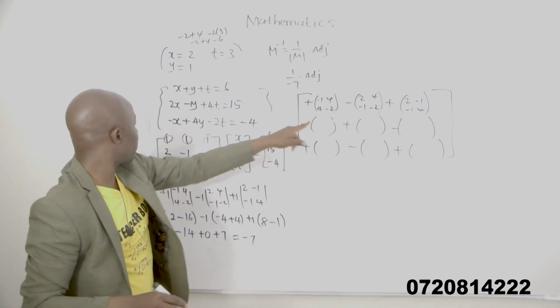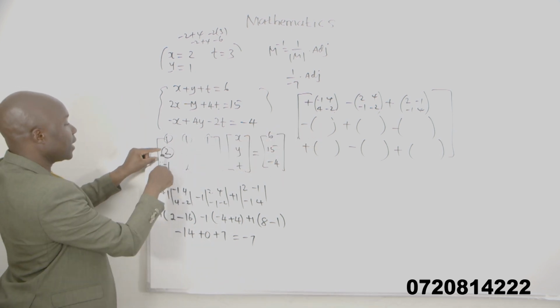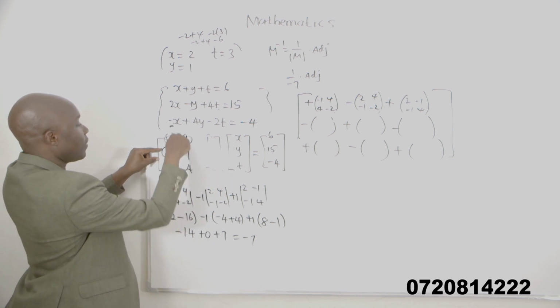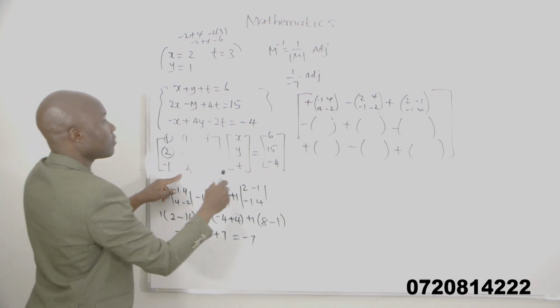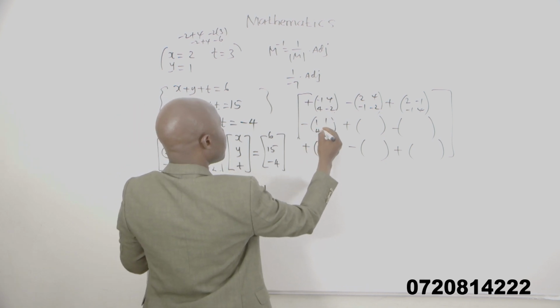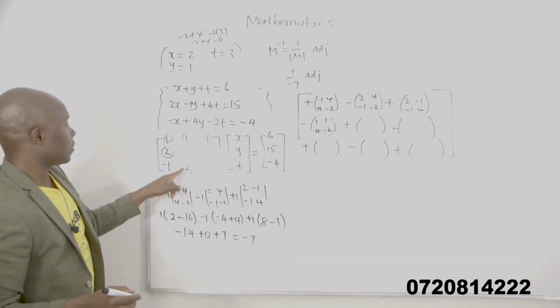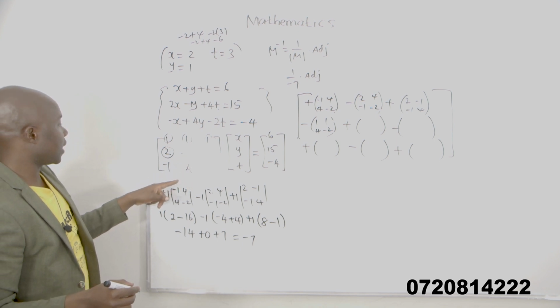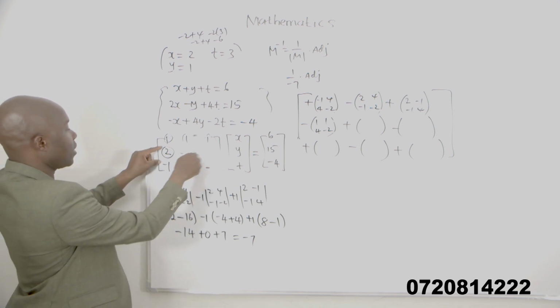Then coming at this corner, which is a 2, delete the entire row and the entire column. We'll have 1, 1, 4, negative 2, because we had identified here 1, 1, 4, negative 2.